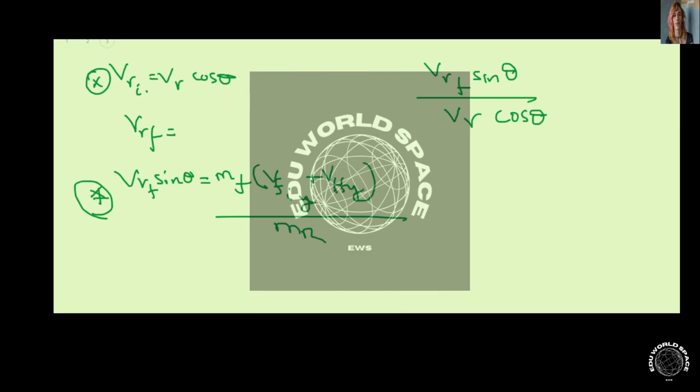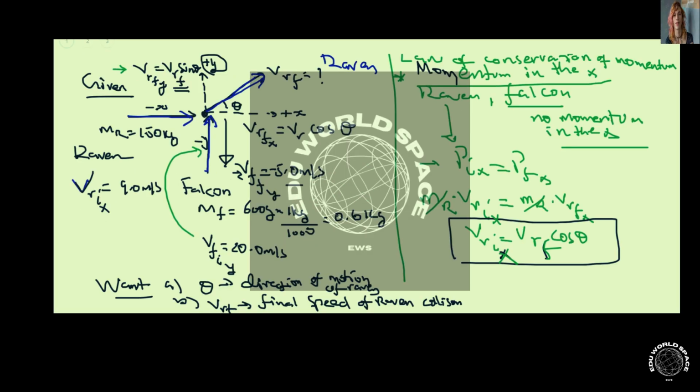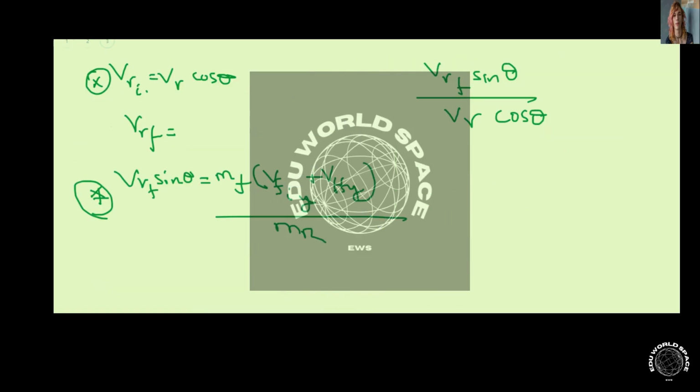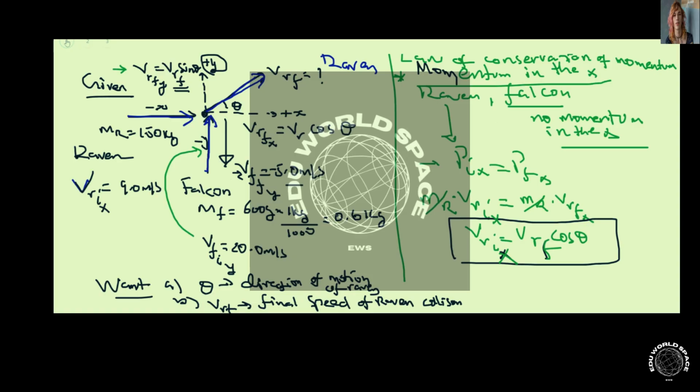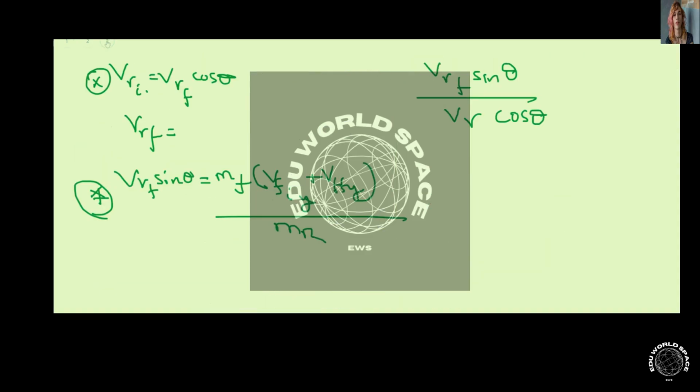So now we have these two components. Going back, you can see this was supposed to be VRF. VRF is just the final velocity of the Raven. So that's what we're dealing with, the final velocity of the Raven. So we're in good shape.